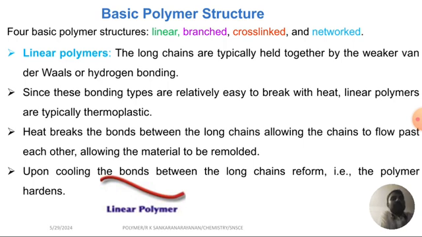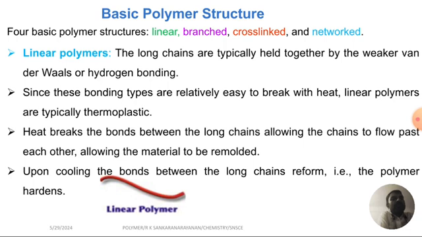Linear structure. Generally, the long chain structures are responsible for the linear structure, especially hydrogen bonds and weaker van der Waals forces, and especially the hydrogen bonds are responsible for assembly of the structures. And these bond types are easy to break.